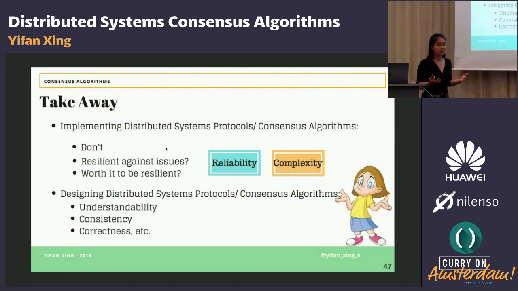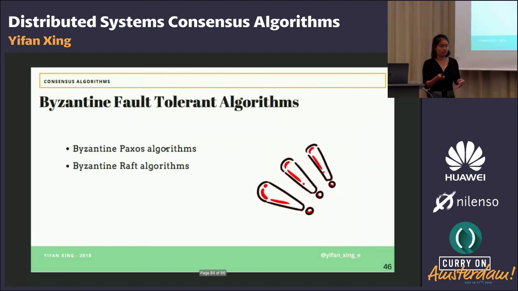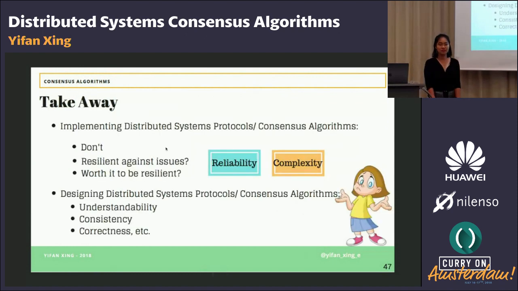So try to use someone else's work. If it's been tested, if it's been proved working, then try to use other people's algorithm. And if you do have to implement a consensus algorithm yourself, you need to think about, is my algorithm resilient against the issues that we've talked about? And do we want it to be resilient? For example, Byzantine fault tolerance, right? Not all systems need to be Byzantine fault tolerant. It's always a trade-off between reliability and complexity. So when you're building your own system, you need to think about, do I want to handle those issues? Is it worth it? How do I handle it if I do have to?